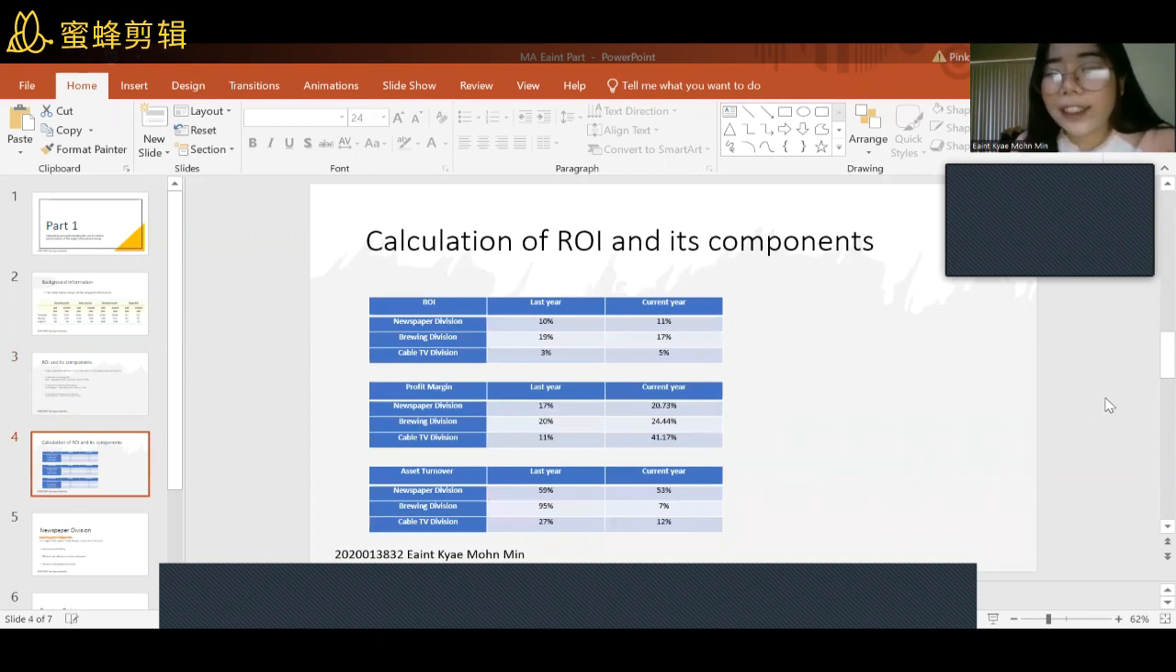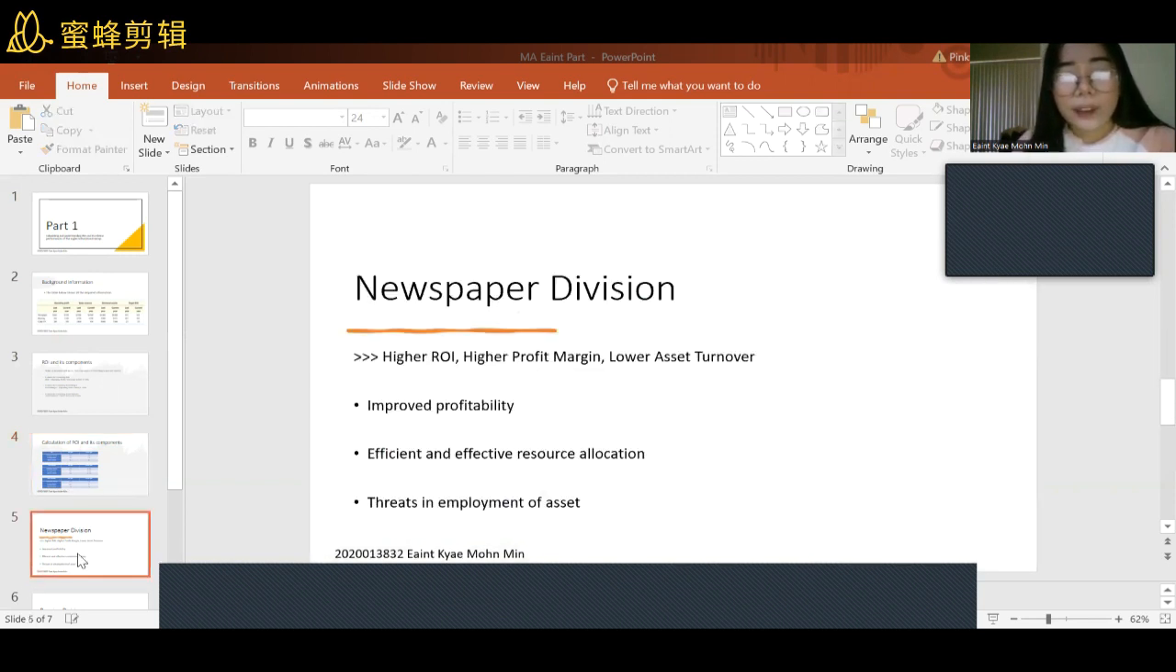So we have calculated these parts. This is the calculation data of the ROI, profit margin, and asset turnover for both last year and current year for all the three divisions. According to this, we can understand how these are related to the ROI and the business of these divisions. So first of all, it is about the newspaper division.